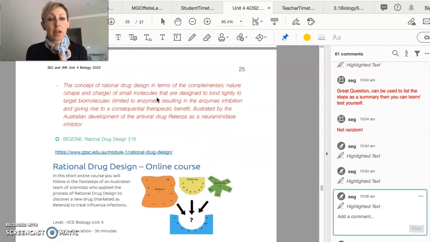Concept of rational drug design in terms of the complementary nature, so the shape and the charge of small molecules that are designed to bind tightly to a target molecule. In your context, that is only applying to enzymes, resulting in enzyme inhibition and giving rise to a therapeutic benefit, so a medicine, illustrated by the Australian development of the antiviral drug Relenza as a neuraminidase inhibitor. Loads and loads of terms in there, but if you can just use those terms in your responses, then you're more than halfway there with this dot point.